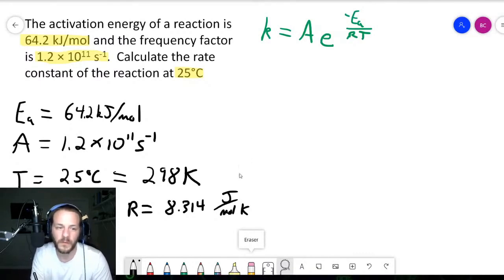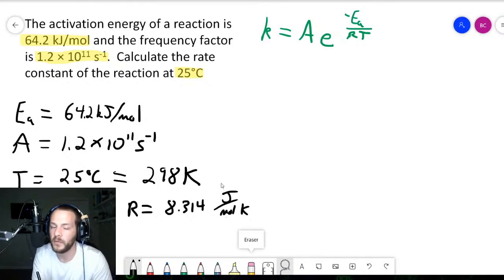All right. So we have activation energy, we have frequency factor, we have the temperature reported in kelvins, we have R, 8.314 joules over moles times kelvins. But notice something else. Notice that our activation energy is in kilojoules per mole, right? But R is given in joules over moles times kelvins. So that's going to be a problem if we don't do something about it.